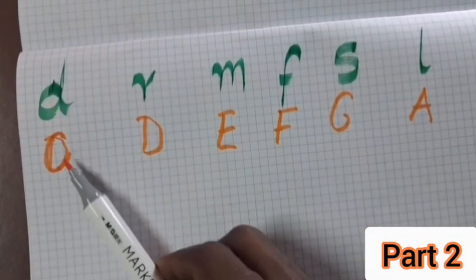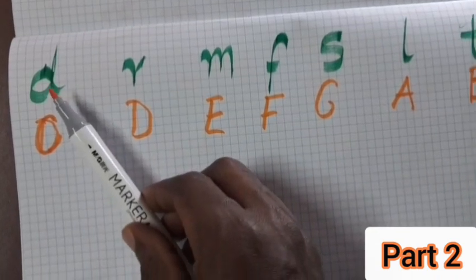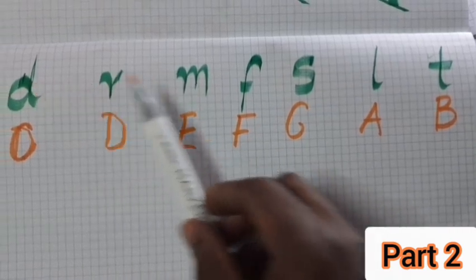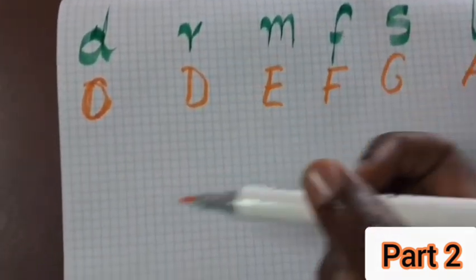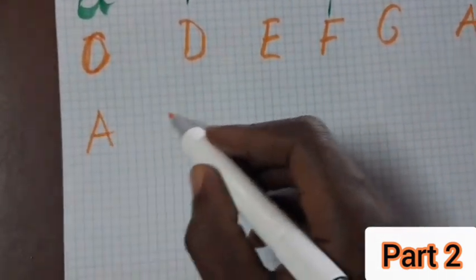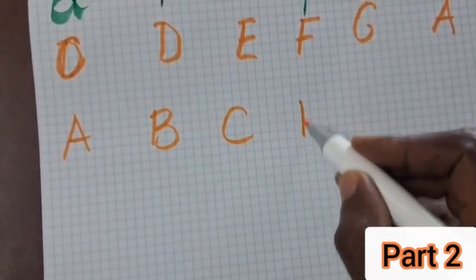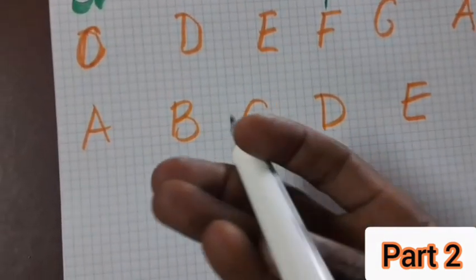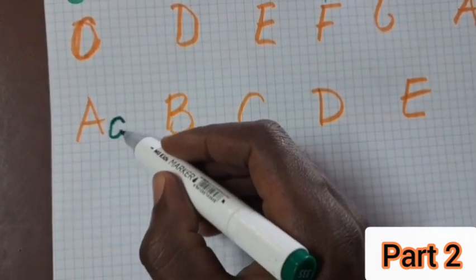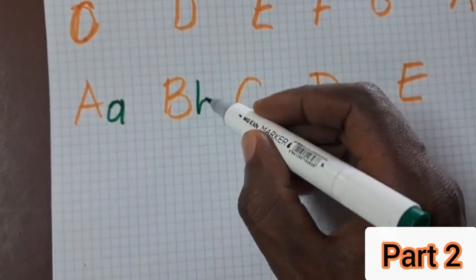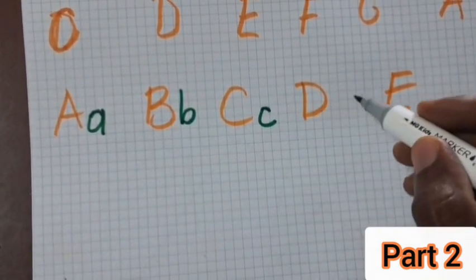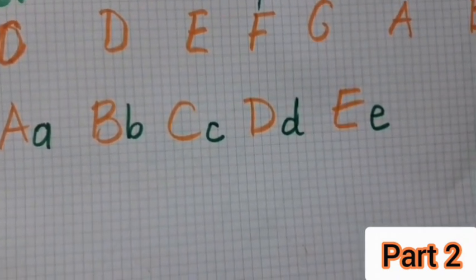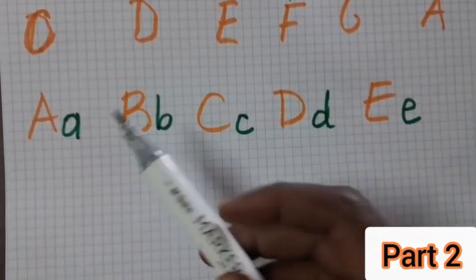This is the same C, but when you are reading music, you don't say C, D. You now say do, re, mi. This is like saying A, B, C, D. You remember how we used to sing in school: capital A, small a. Capital B, small b. Capital C, small c. Capital D, small d. Capital E, small e.